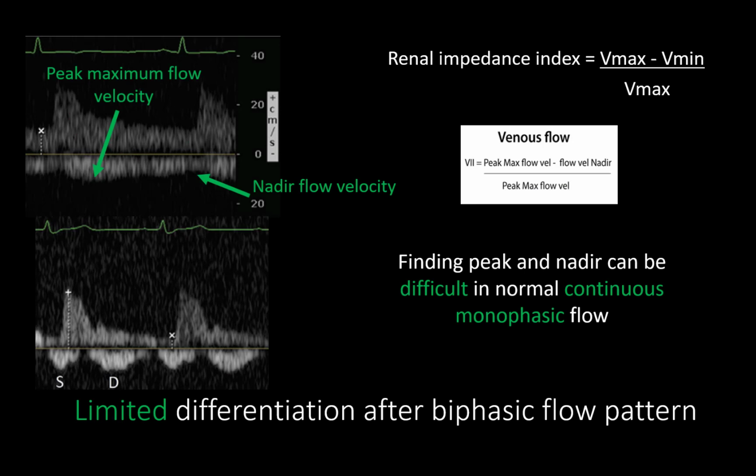Quantification methods have been proposed. The renal impedance index uses the relative venous velocities as shown in the formula. While this provides a quantitative evaluation, this index is unable to differentiate the degree of congestion after a pattern suggesting congestion has been identified. More precisely, it cannot differentiate between mild and severe congestion patterns, which is clinically important.